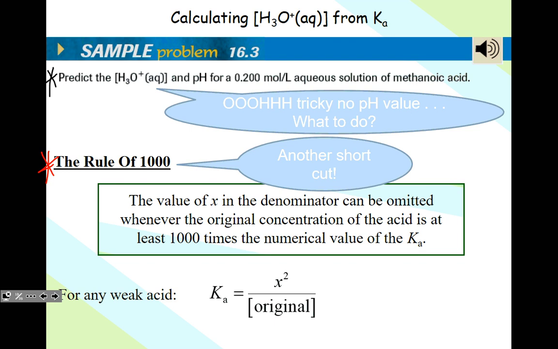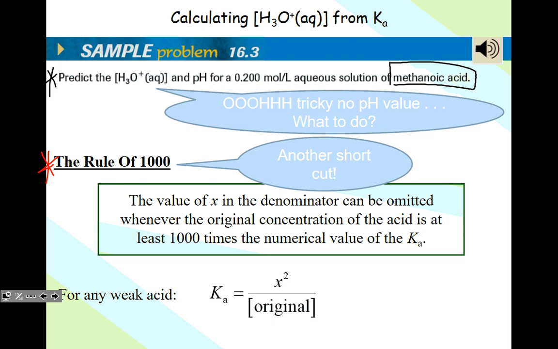Predict the hydronium ion concentration and the pH for a 0.2 moles per liter aqueous solution of methanoic acid. Okay, it's a weak acid. Of course, why wouldn't it be weak, right? And it's kind of tricky because all you're given is the initial concentration. That's it, that's all. And you're asked to find the pH. You're not given the pH this time.